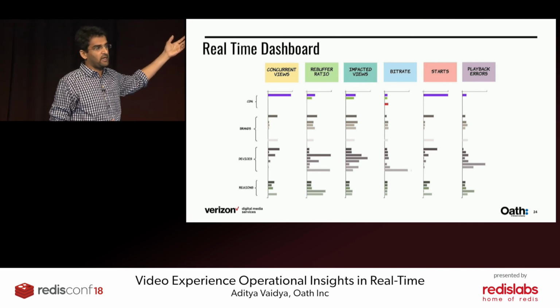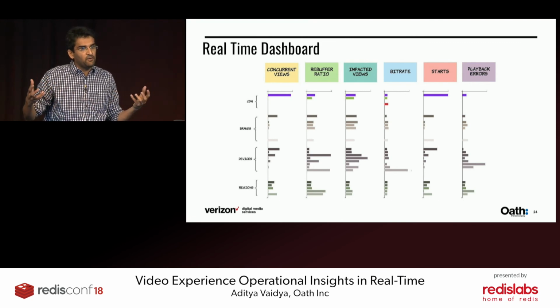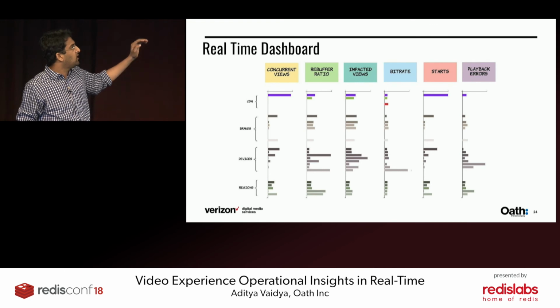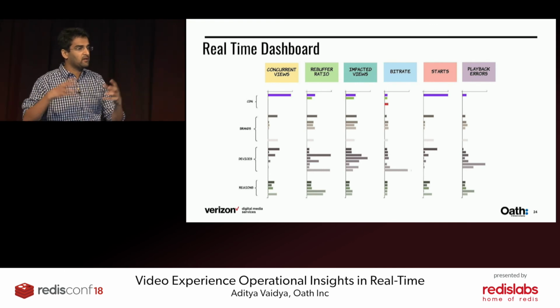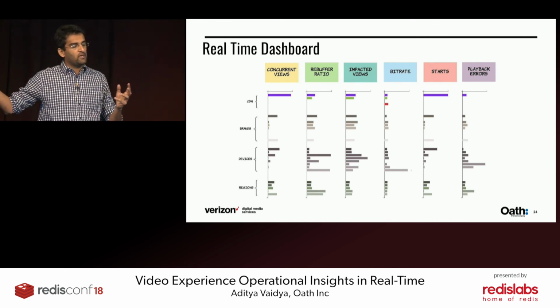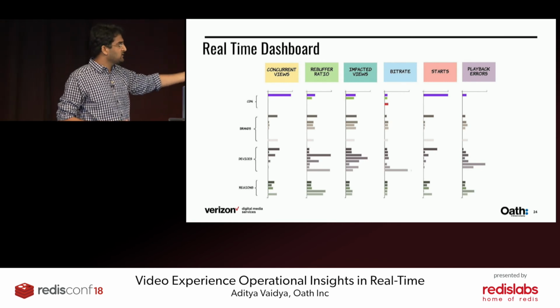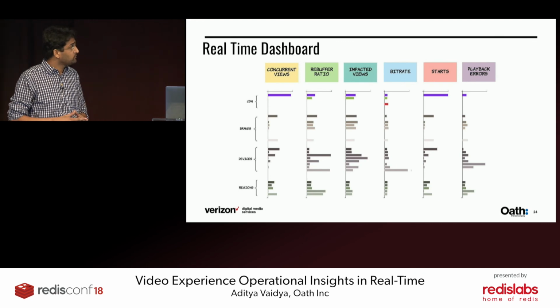Obviously, CDN is one of the dimensions, so we rely on multiple different CDNs. You'll see the breakdown of, say, rebuffer ratio by different CDNs. Then we have different brands of our company like Yahoo Sports or Yahoo Finance or say AOL. Then you also have devices, and finally the regions.